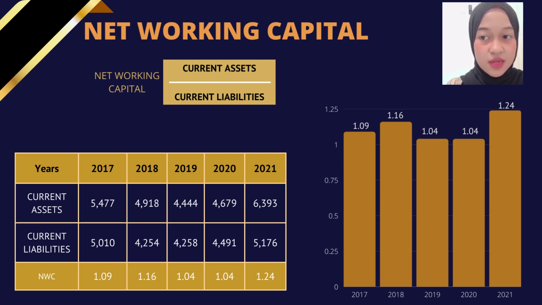In 2017, the ratio is 1.09 and increased to 1.16 in 2018 because the company improved its current assets to cover its current liabilities. Next, in 2019 and 2020, the ratio is constant at 1.04. We can infer that both years were a struggle because of the pandemic. Amazingly, the ratio increased after 2 years, to 1.24.